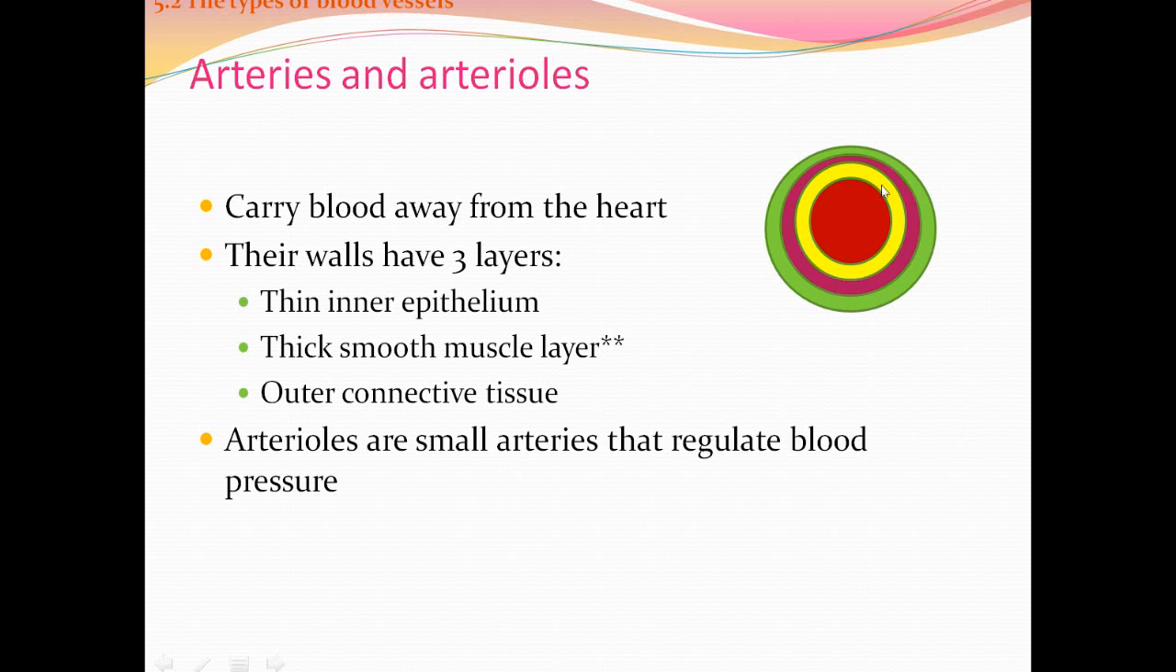Then there's a layer of tissue right here that's the thin epithelium. Then there's this pink layer supposed to be the smooth muscle. Remember that smooth muscle is under involuntary control, so it can constrict and relax to regulate blood flow. So if something's going on and we need to constrict it, it's going to make this hole smaller. And if it dilates, it'll make it bigger. And then this outer layer is connective tissue. Now arterioles are just little arteries, and they're really going to help regulate your blood pressure. I'll show you a picture in a minute.